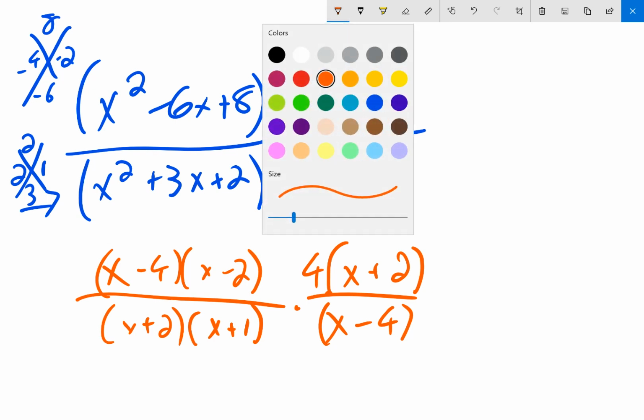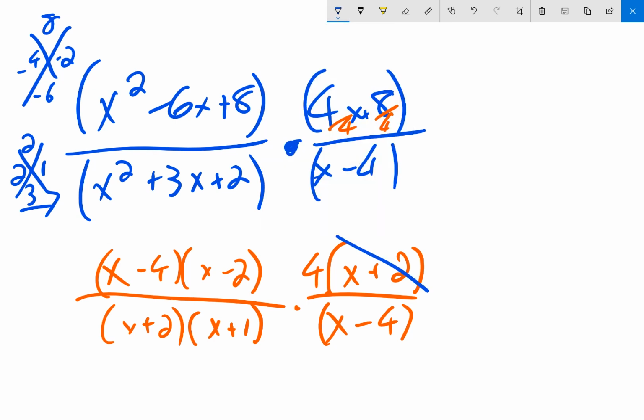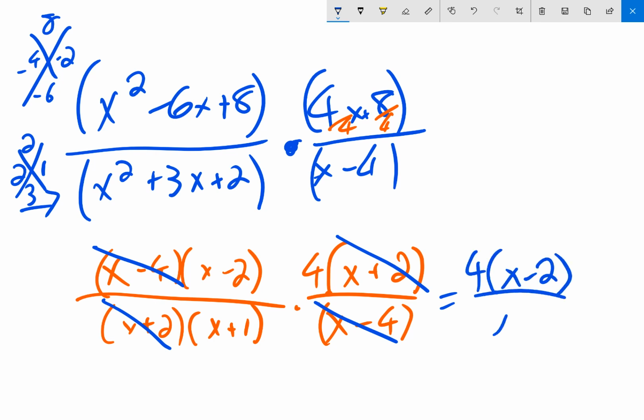So canceling some stuff out. This x plus 2 will cancel with this x plus 2. This x minus 4 will cancel with that x minus 4. So all I have left would be a 4 times x minus 2 over an x plus 1.